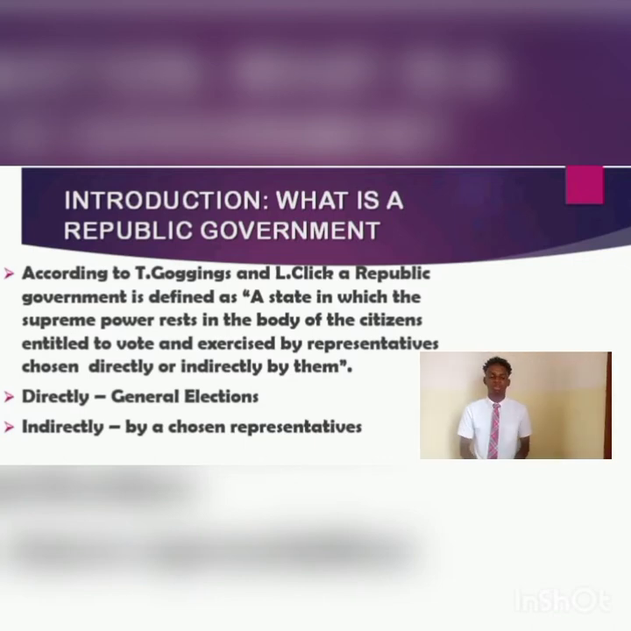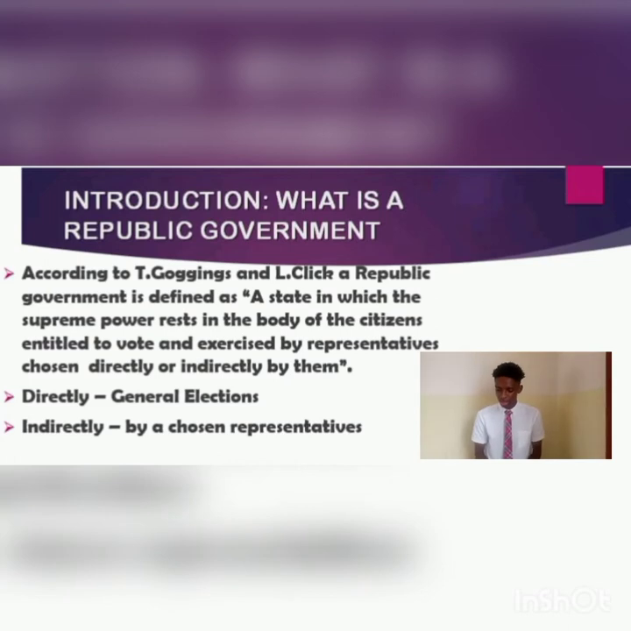What is a republic government? We have different scholars who have different views on what is a republic government. Here we have scholars T. Goggins and L. Click. In their definition of a republic government, they state that it is a state in which the supreme power rests in the body of the citizens. When they say this, they are trying to say that the power to choose is amongst the citizens. The power to select their own leaders is in the power of the citizens.